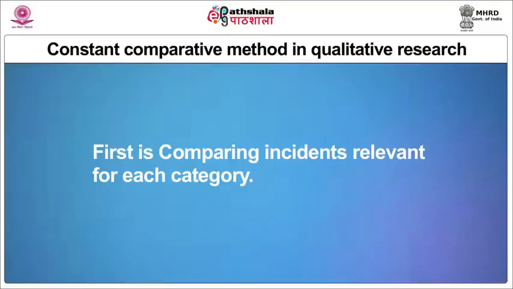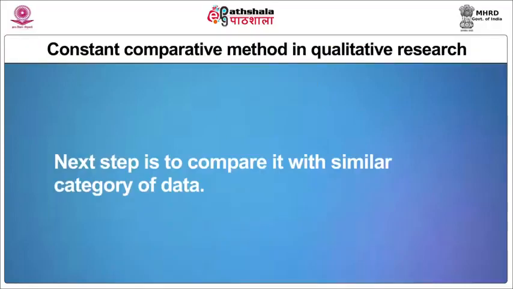Glaser described the constant comparative approach in 4 stages. First is comparing incidents relevant for each category. The analyst should code each category of data, as many categories as possible. The next step is to compare it with a similar category of data.